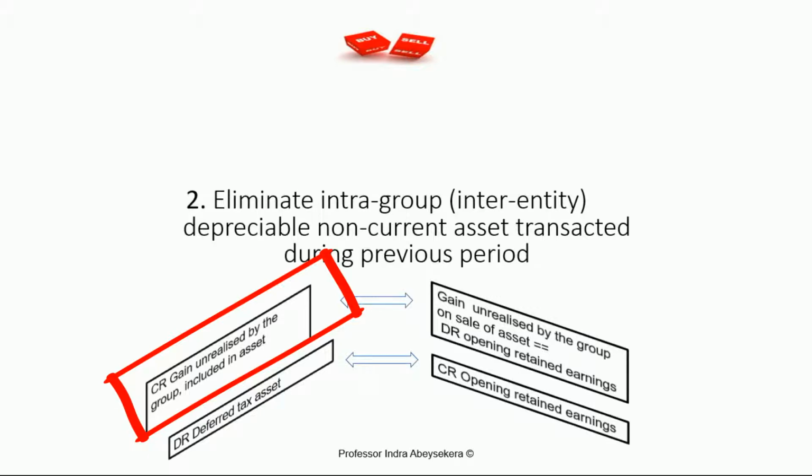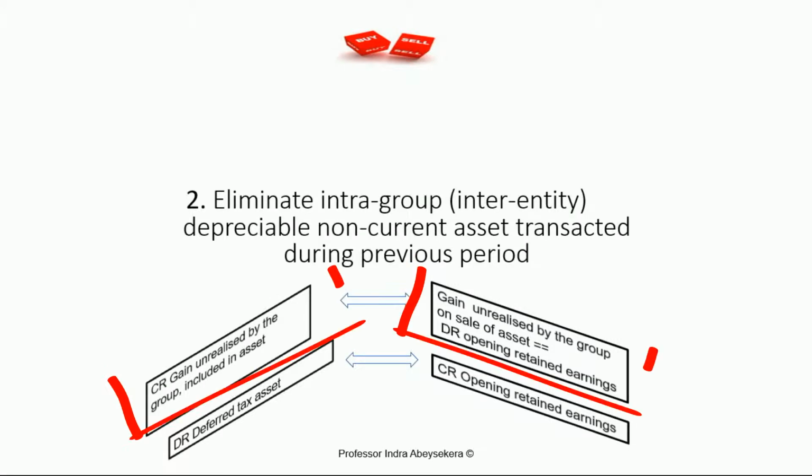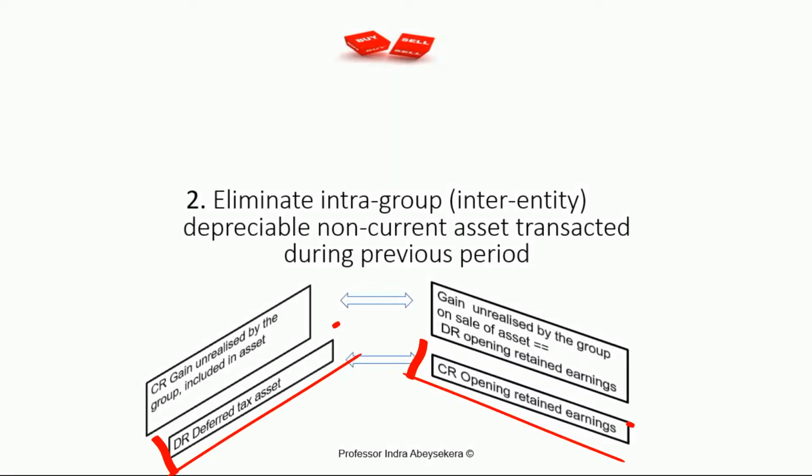When we eliminate the gain and the overvaluation in the consolidated entity, that gives rise to a deferred tax asset and income taxes, but that relates to the previous period.